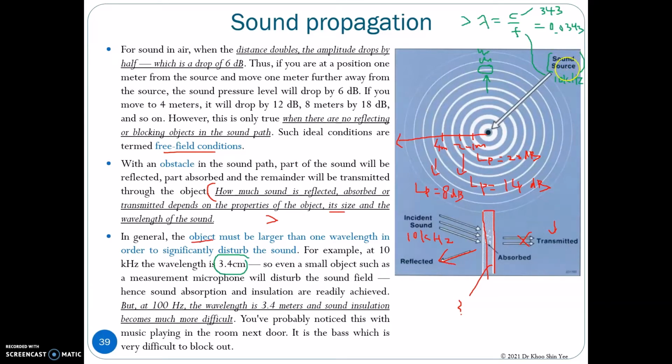However, if we change the sound source to 100 Hz, which is much lower compared to the first case, when you compute the calculation, you should obtain the lambda is equal to 3.4 meter. Imagine that you need to build a large obstacle here with the diameter 3.4 meter in order to block the sound from the transmission. From this example, it's much easier to block the sound with high frequency, but it's much more difficult for us to block the sound with low frequency.